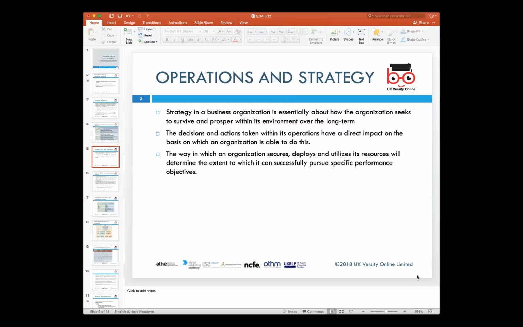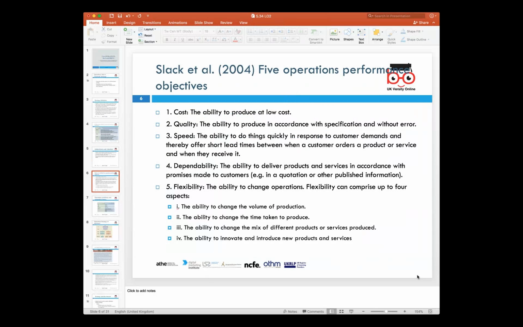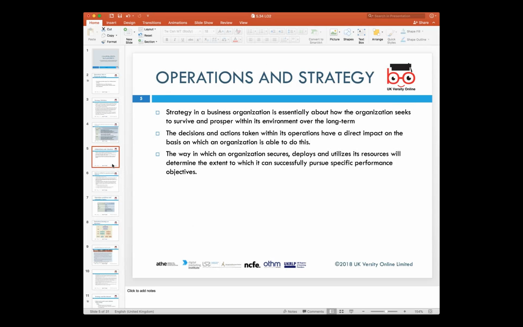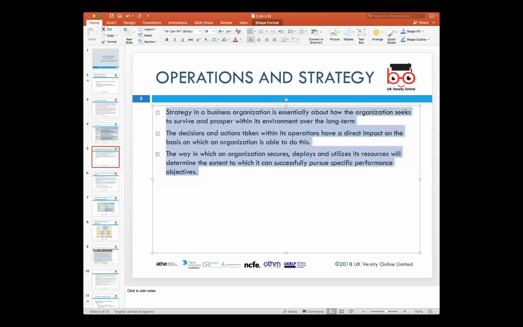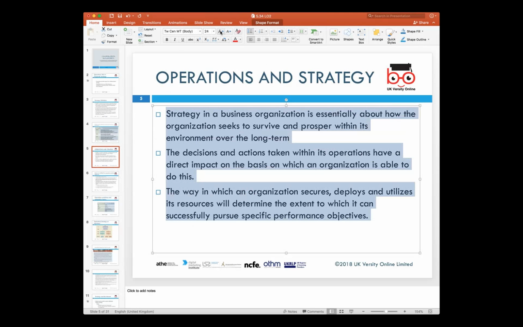And what we will do is look at, for example, the various reasons why functional or operational strategy matters, and we look at a particular model called the 5 operations model, which is set out when we discuss functional or operational strategy. So here, what I mentioned is decisions and actions taken within the operation side of things have a direct impact on the productivity of the organization.